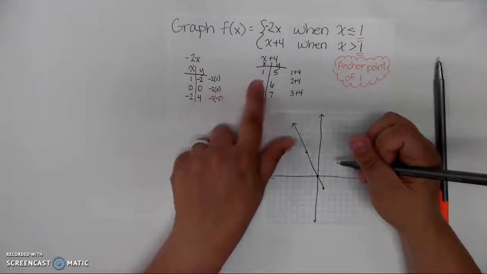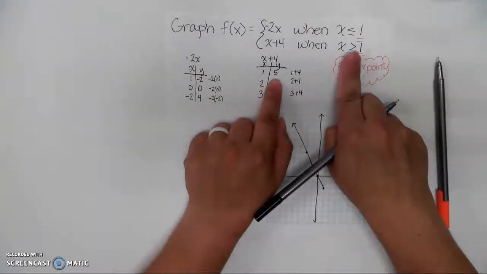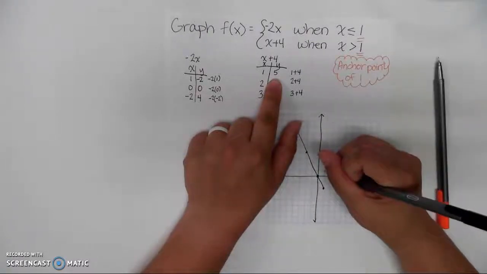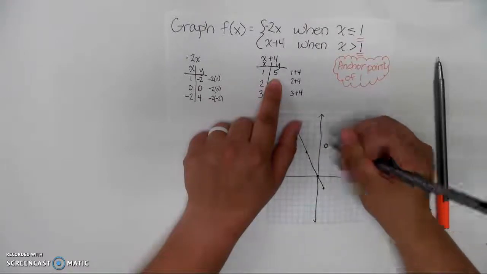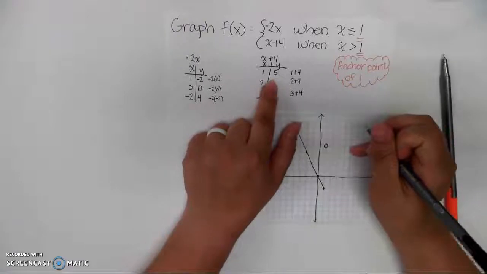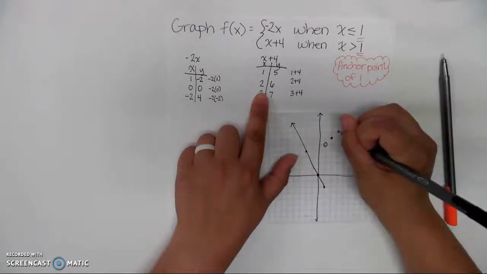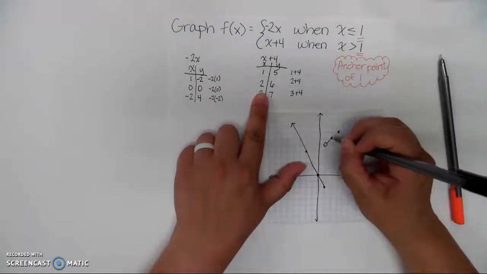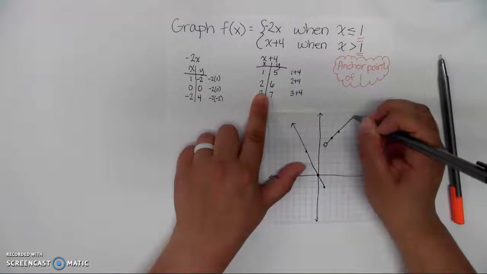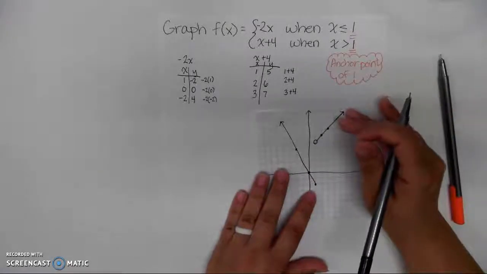So now I'm going to graph the other part. Here it says 1, 5. But the tricky thing about this is that it doesn't equal 1. So I'm still going to plot 1, 5, but I'm going to do it with an open circle because it doesn't include that point. Then I'm going to do 2, 6 and 3, 7. These numbers are all going to be numbers that are greater than 1. So I'm going to draw my arrow so that it faces numbers greater than 1. There you go. You have your first piecewise function.